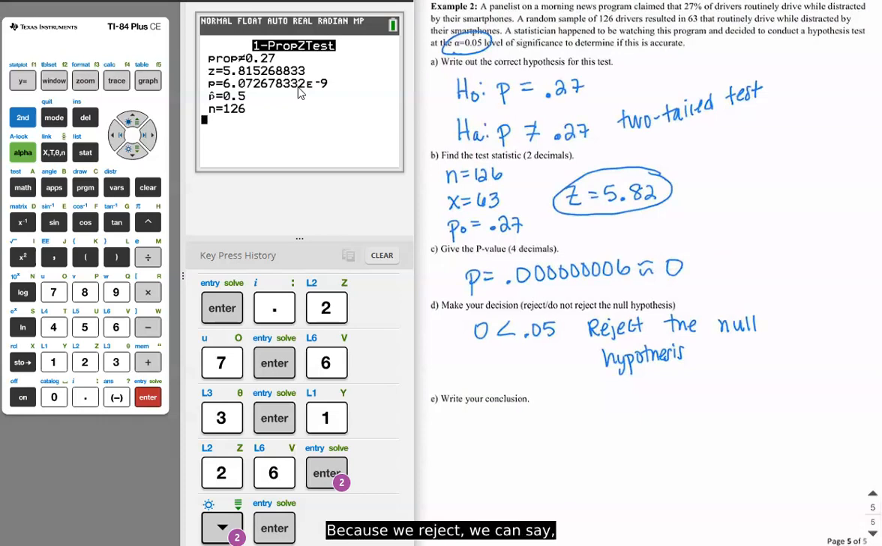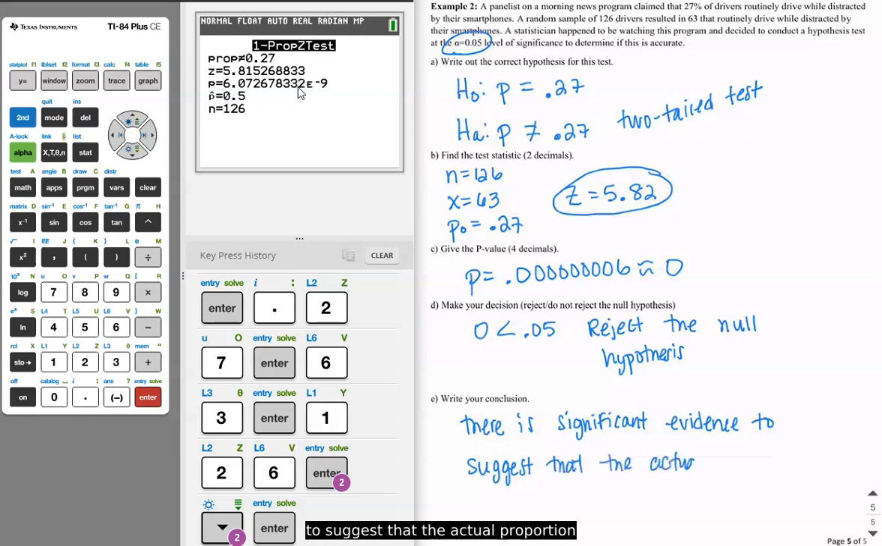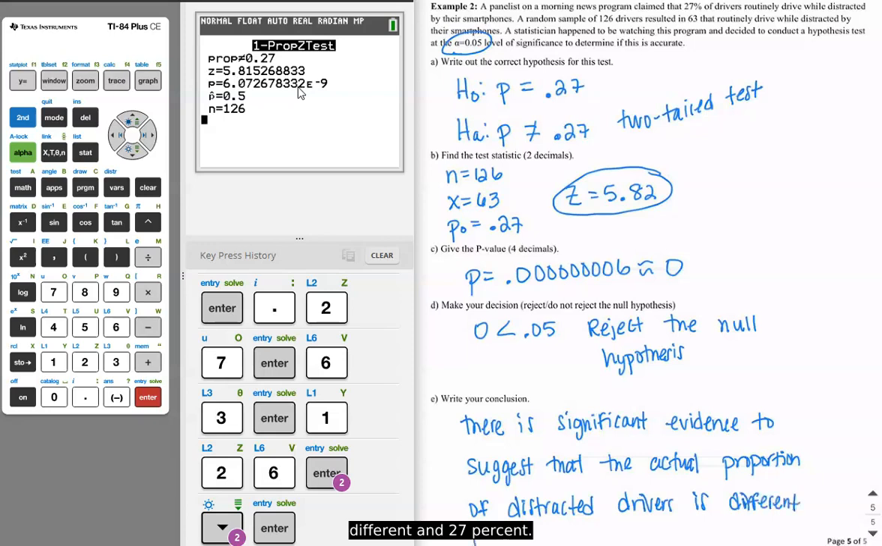So because we reject, there's more than one way you can go about writing it, but we can say there is significant evidence to suggest that the actual proportion of distracted drivers is different than 27%.